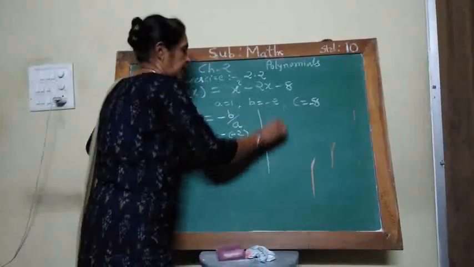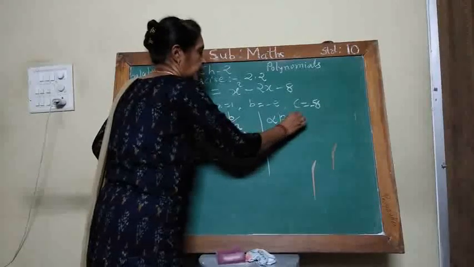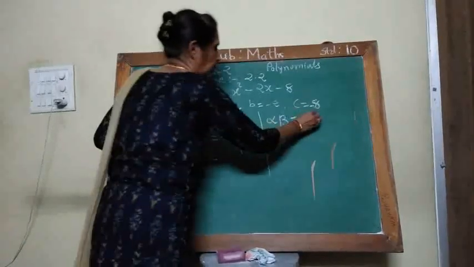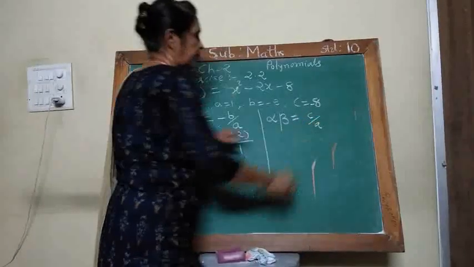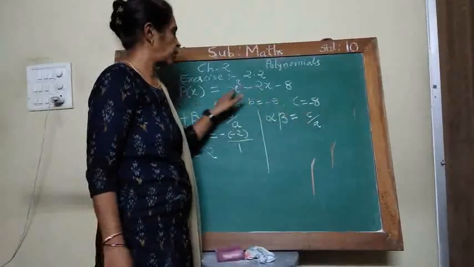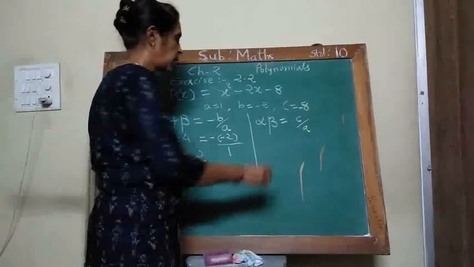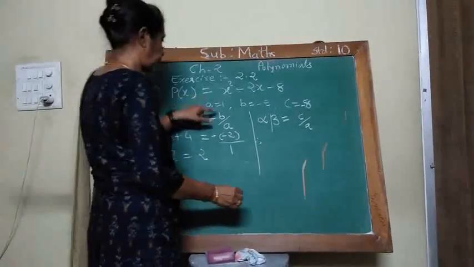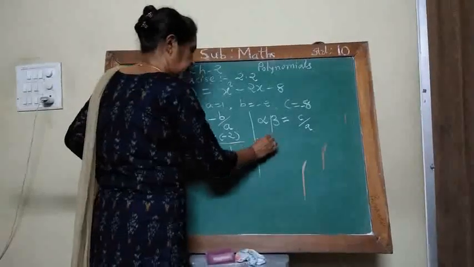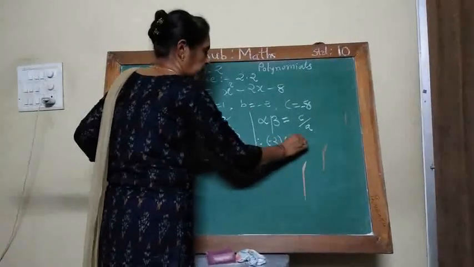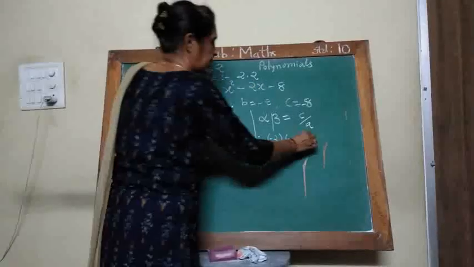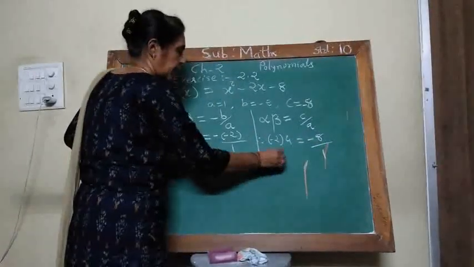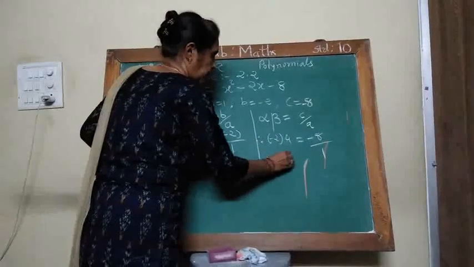Again, the second relation: product of two zeros is equal to c upon a, that means constant term upon coefficient of x square. So let us verify this. Put alpha equal to minus 2, beta is 4, and c means minus 8, a means 1. And check whether you get both sides equal or not.